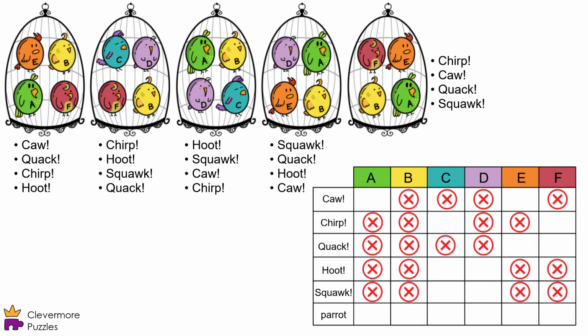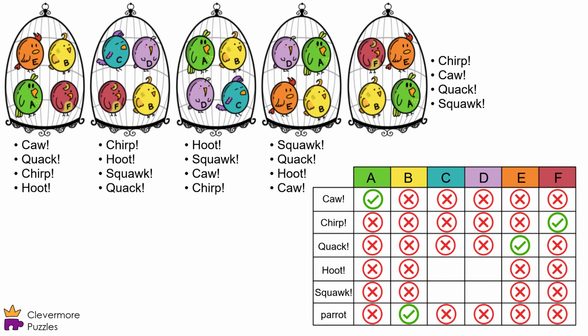None of the calls appear in every cage, but bird B appears in every cage, so therefore B must be the parrot. Once we fill in that part of our grid, marking B as the parrot, and eliminating the possibility of the other birds being parrots, it'll spark a chain reaction. Bird A must be the caw songbird, since it's the only candidate left for A. Then, after caw is eliminated as a candidate for the other birds, E must be the quack songbird, and then F must be the chirp songbird.